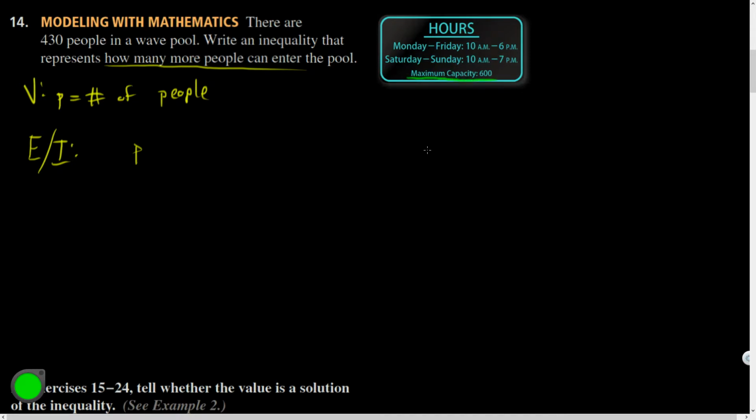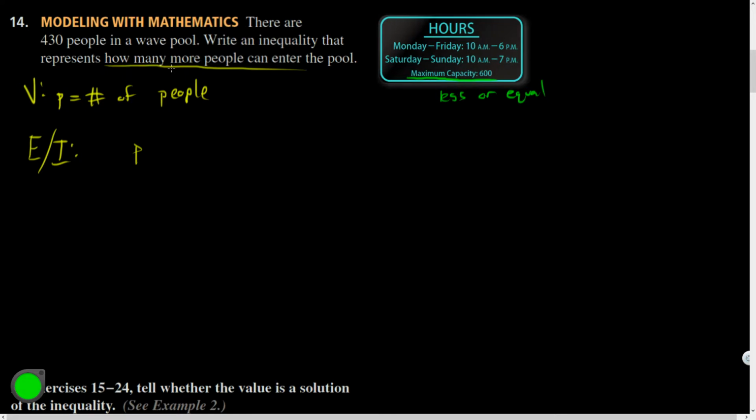It says maximum capacity is 600. Does that mean you could be less than 600 people in the pool? Yeah, it could be less. Does that mean it could be greater than? No. Could it be equal? Less than or equal, right? Okay.